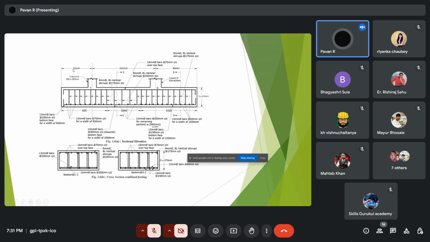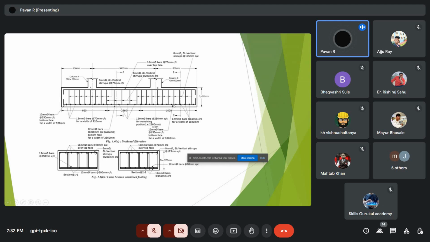That is 250 mm. We can see the projections, and this is the center to center distance between the columns, and the 850 mm is the other projection, that is this one. And we can see that 8 mm, 8-legged vertical stirrups are provided on this side at a spacing of 175 mm, and on this side we can provide the 8-legged vertical stirrups at 175 mm, that is the same.